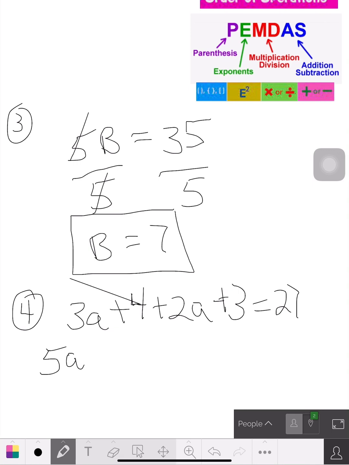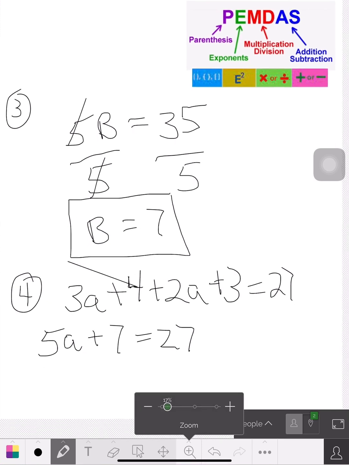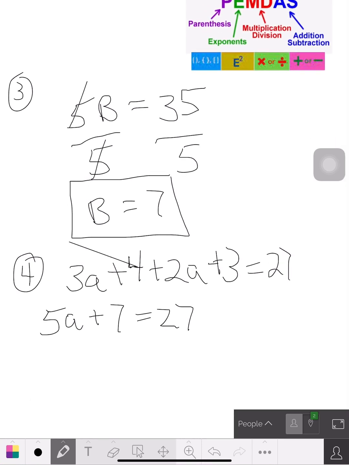Now, what other like terms we have? We have a 4 and a 3. So what will they be? That'll be a plus 7 equals 27. So now, what do we got now? We're still trying to get the a by itself. Well, backwards of the order of operations is addition and subtraction. Should still be right on the forefront. So we have a 7 here, so let's subtract a 7 from both sides.